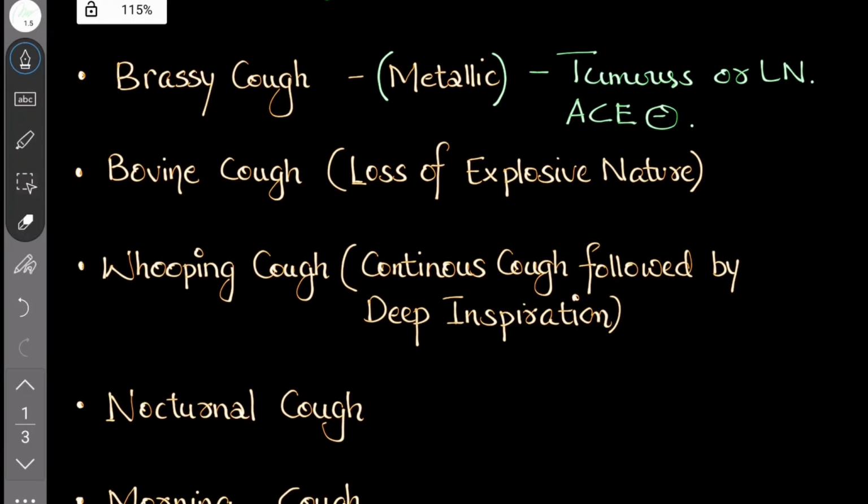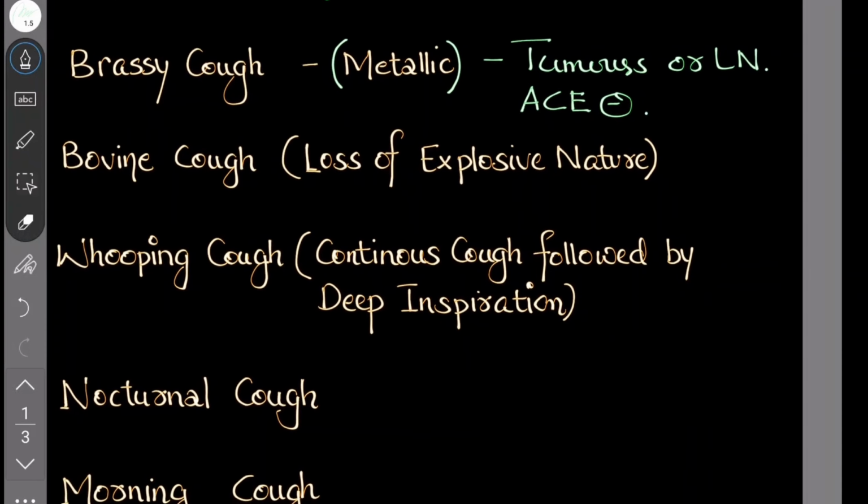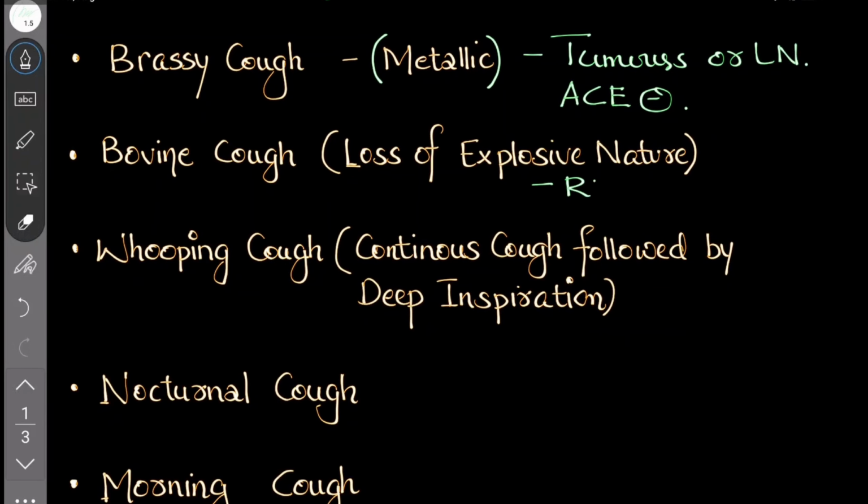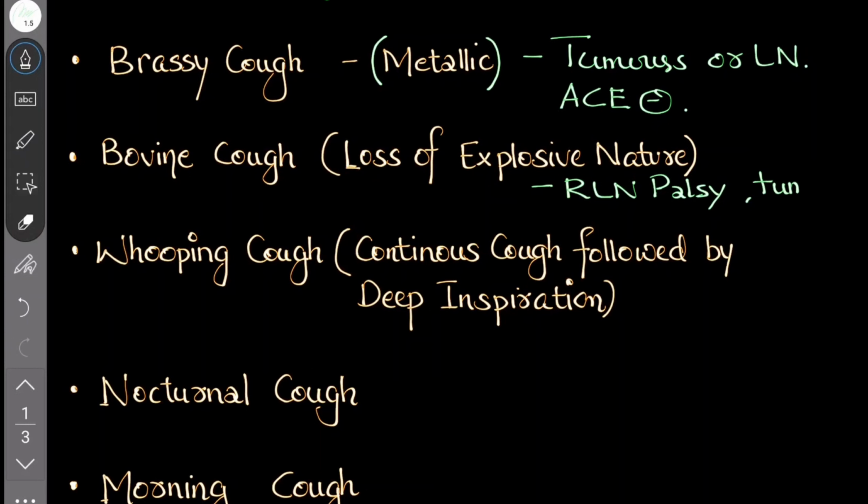In bovine cough, there is loss of explosive nature. The explosive nature comes after the compression phase, in the expiratory phase, where the glottis opens and a huge amount of air comes out through the glottis. This explosive nature is absent because of recurrent laryngeal nerve palsy, so it can be a tumor cause. What occurs here is that the vocal cord abducts.